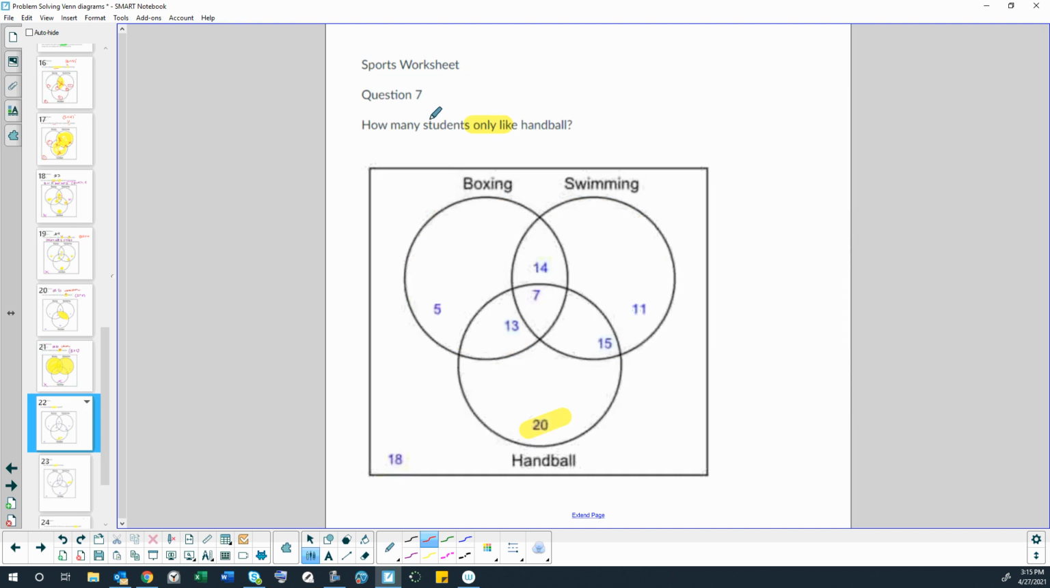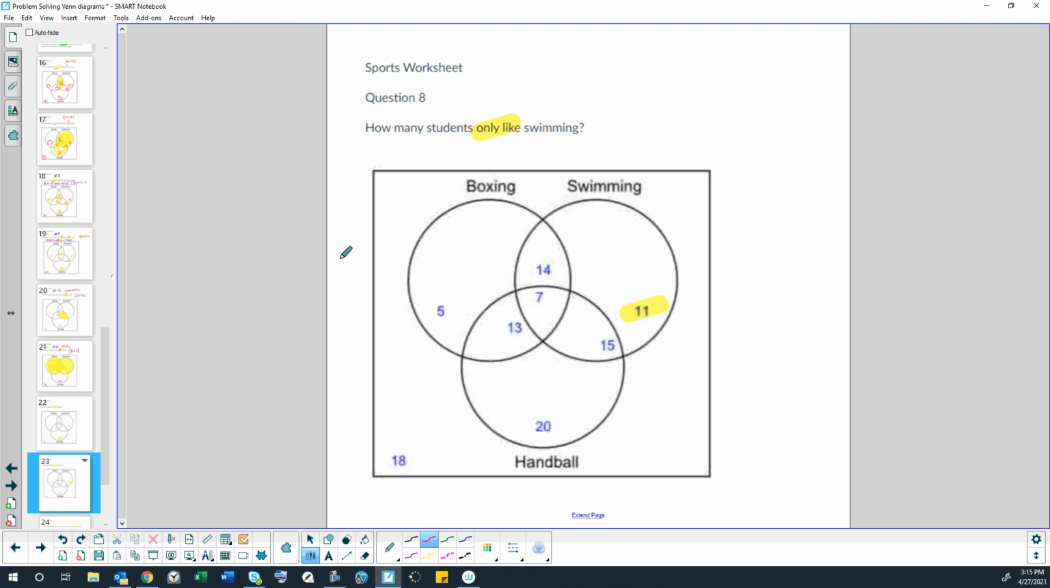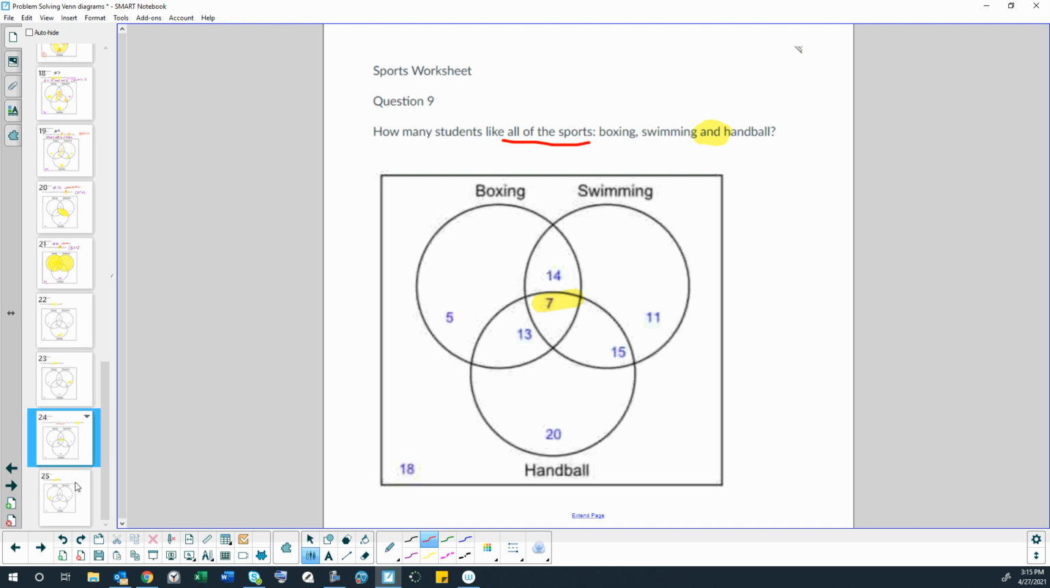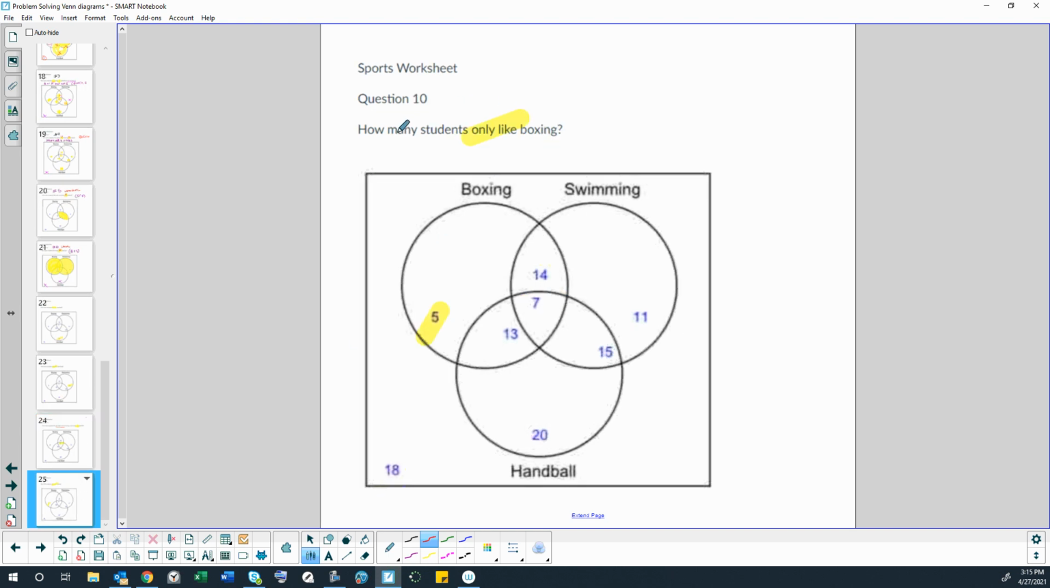Question number 7. How many students only like handball? Question number 8. How many students only like swimming? Question number 9. How many students like all of the sports? And question number 10, how many students only like boxing?